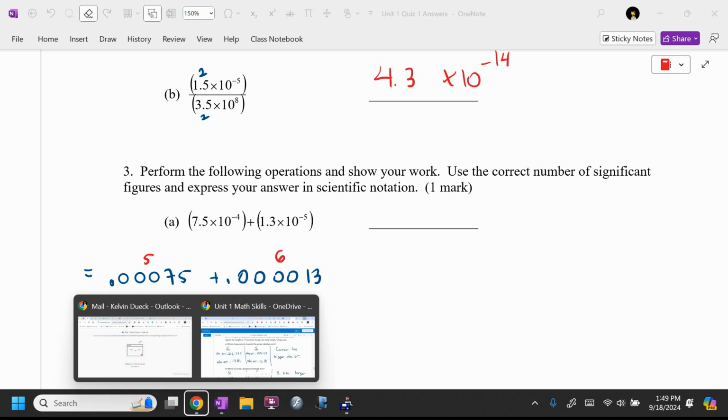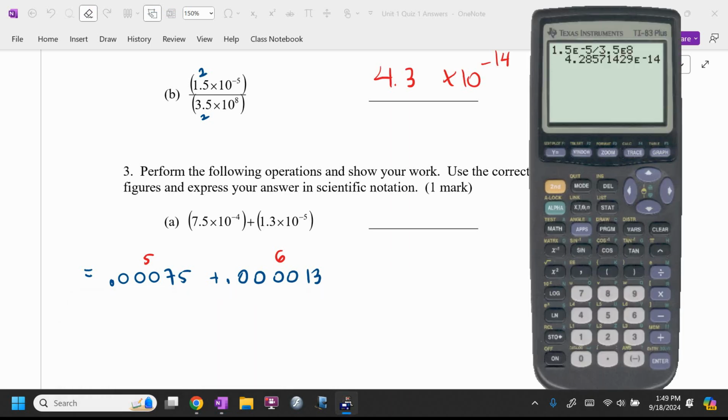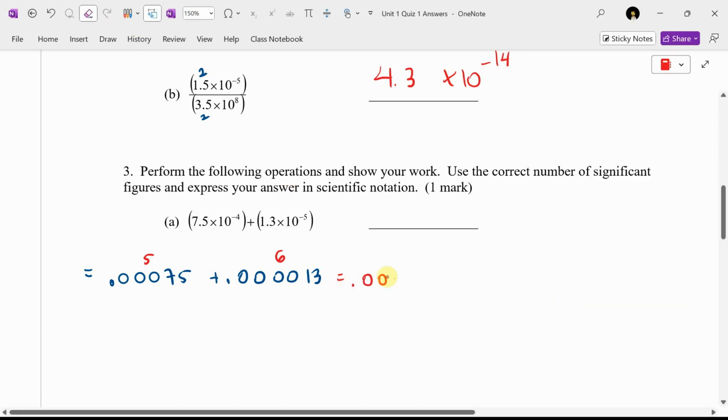I'm going to type this in. 0.00075 plus 0.00013. I get an answer in scientific notation, which doesn't help me. I'm going to have to write that in standard form. I get an answer that looks like this, 0.000763.